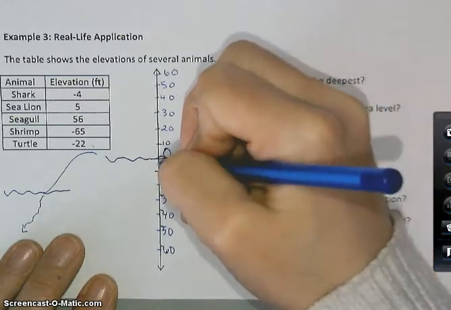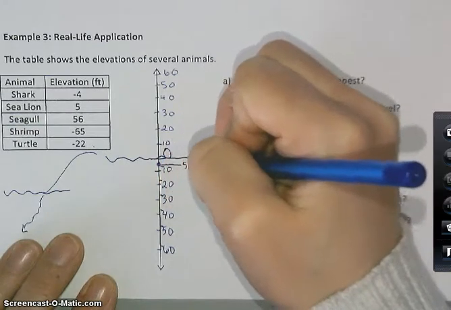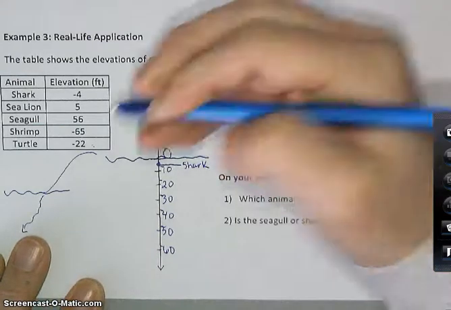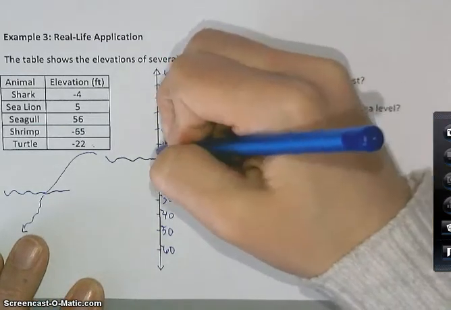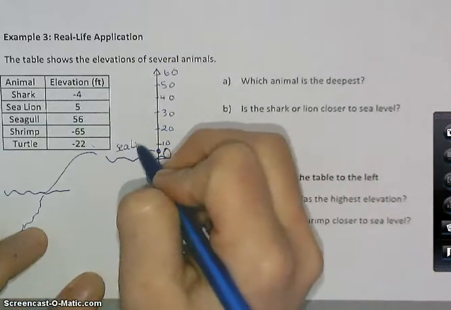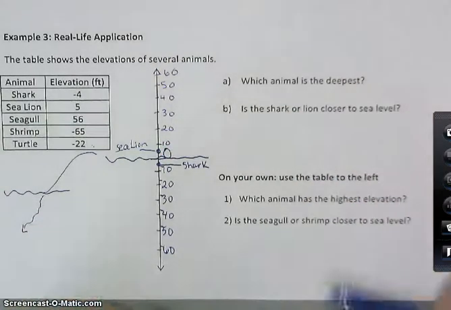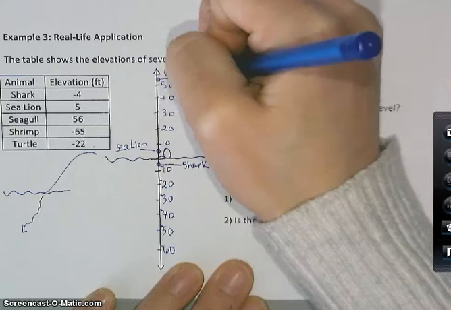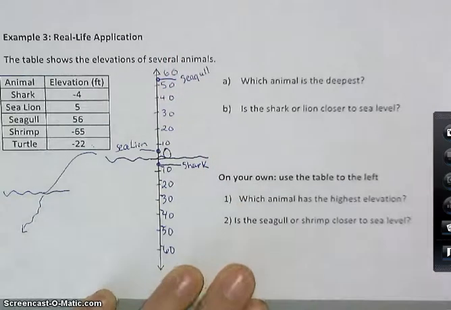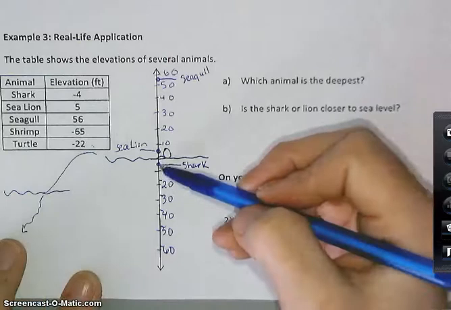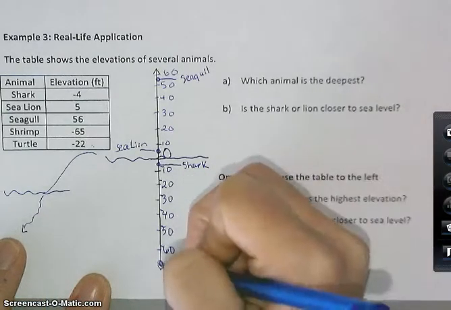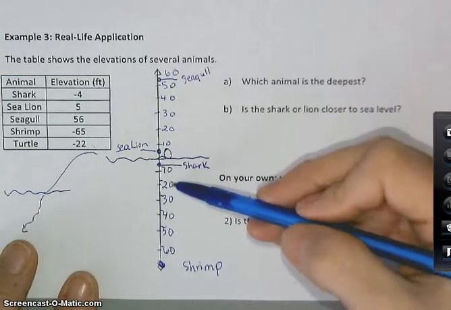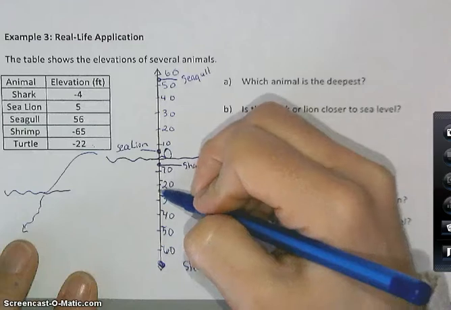So he is above negative 10, and I'm going to put my shark about right there. There's my shark. Okay, my sea lion's at 5, so he is almost the same distance away from 0. That's my sea lion. Okay, and my seagull is up at 56, so way up top here in between 50 and 60. That's my seagull, which makes sense because he's a bird. My shrimp is at negative 65, so he's way down here past my negative 60. And my turtle, negative 22. So here's negative 20, so he's right past negative 20. That's my turtle.